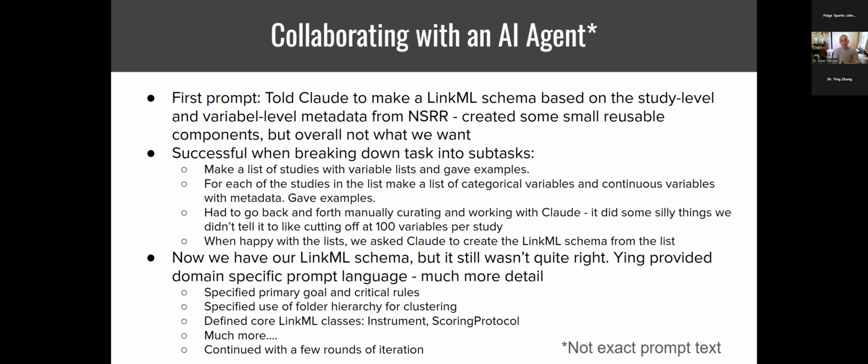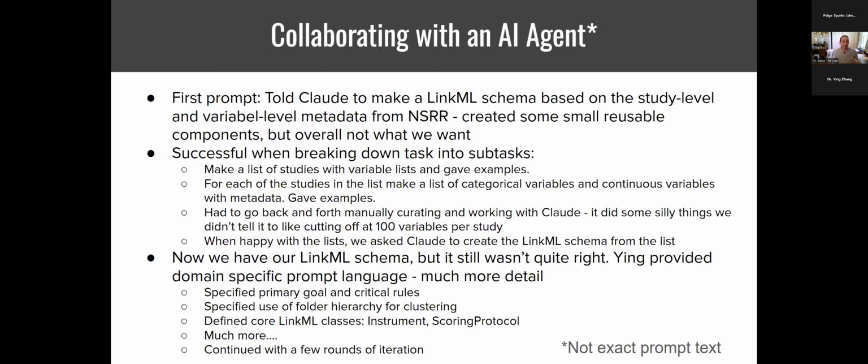Claude was much more successful if you worked with it iteratively and broke down the tasks into smaller subtasks. So then we asked Claude to make a list of the studies with variable lists and gave some examples of what a study was and what a variable was. And then we said, okay, take this list that you made, and for each of these studies on the list, make another list of categorical variables and continuous variables with the metadata. And then we gave examples of that as well, so that it was clear what we meant by categorical variables and continuous variables and metadata.